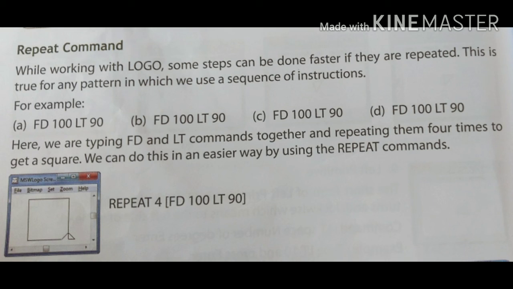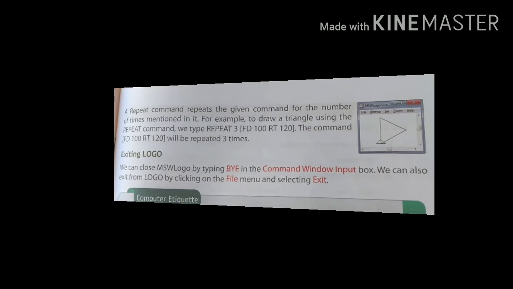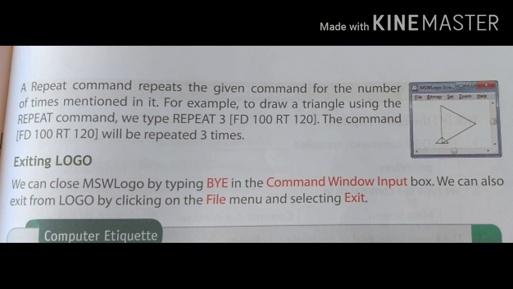We can do this in an easier way by using the repeat command. Repeat 4 [FD 100 LT 90]. A repeat command repeats the given command for the number of times mentioned in it. For example, to draw a triangle using the repeat command, we type repeat 3 [FD 100 RT 120]. The command FD 100 RT 120 will be repeated 3 times.